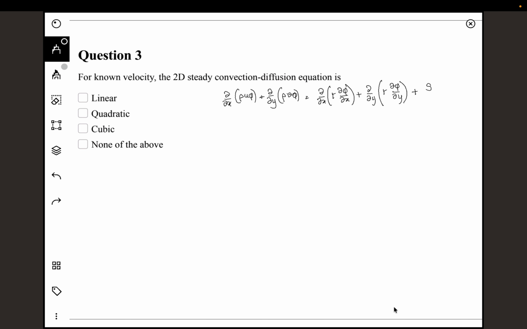If I were to replace phi with say phi star plus some phi naught, where phi star is a solution to this differential equation and phi naught is also a solution, then any linear combination of these will also be a solution to this differential equation. Of course the boundary conditions have to be accordingly modified, but the thing that we are trying to prove here is that this particular equation is linear in nature.